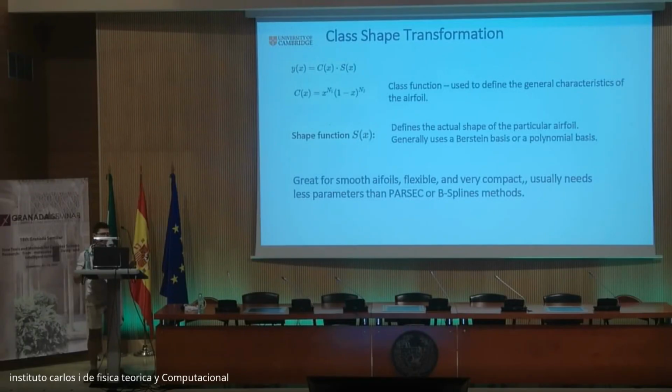This is great for smooth airfoils. This is very flexible, very compact, as in it has very few parameters. It usually needs fewer parameters than PARSEC or B-splines. Very important to mention is that when you see all of these parameters, you may think that n1 and n2 are parameters to be optimized. You would be correct, but actually for most airfoils, the industry just chooses n1 to be equal to 1 and n2 to be equal to 0.5, because this gives some very good general characteristics, and the differences are not that big.